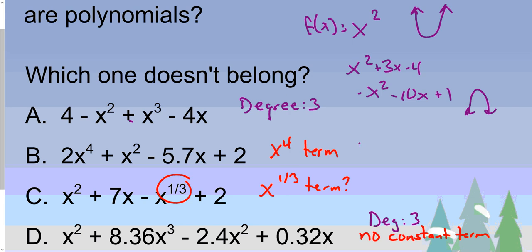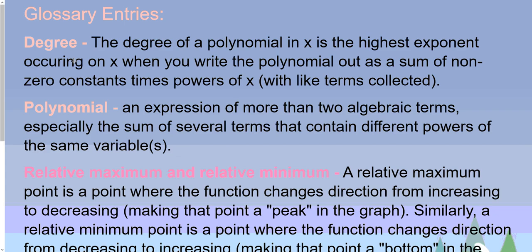B is a degree 4, and all x to the fourth functions will have a particular look as well. X squared, as we said before, degree 2, and they're going to look like parabolas. What we might wonder is what the effect of, say, an x to the 1/3 is going to do. Okay, so degree is super important.